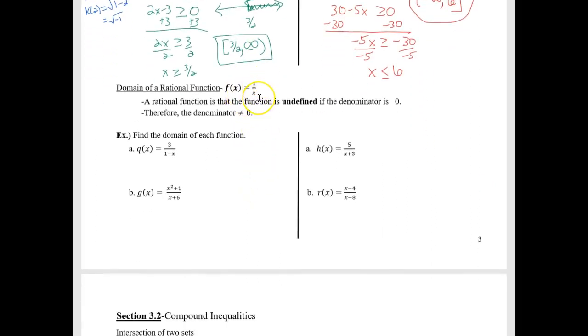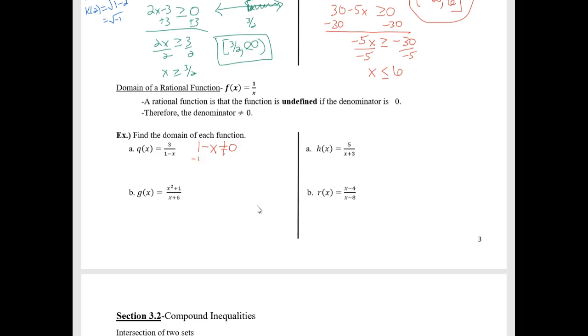Now the rational functions are different because it's all about the denominator. So I cannot divide by 0, right? The denominator can't be 0. So there's no other restrictions. I can input any other number I want for x. I just cannot have that denominator end up being 0. So when I go to find the domain of a rational function, I set 1 minus x, in this example here on the left, it can't be 0. It can be anything else, but it can't be 0.